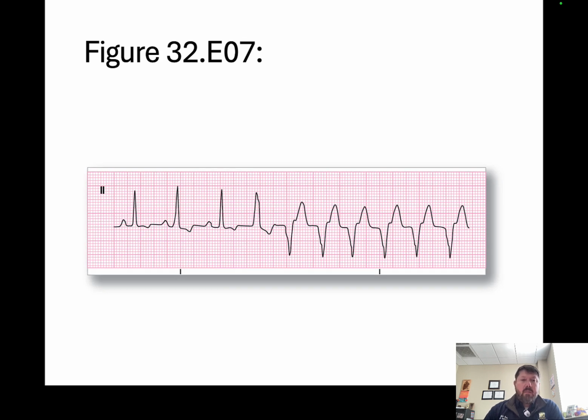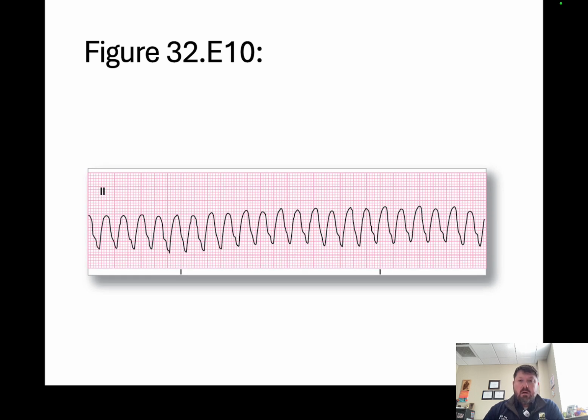This one, we actually have a PVC that occurred right after, so it had an underlying sinus rhythm. This PVC occurred and actually triggered, so this is a paroxysmal ventricular tachycardia. This one is an extremely high rate. The book calls it a ventricular flutter, but we'll treat the same as a ventricular tachycardia.